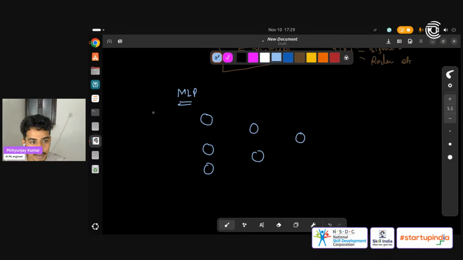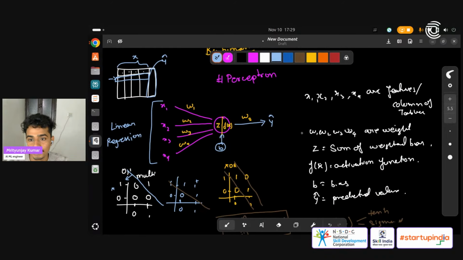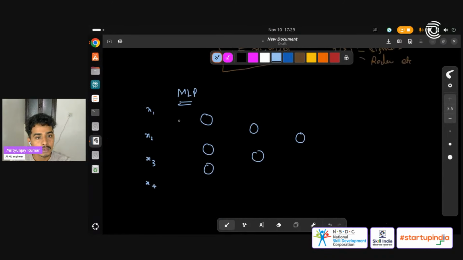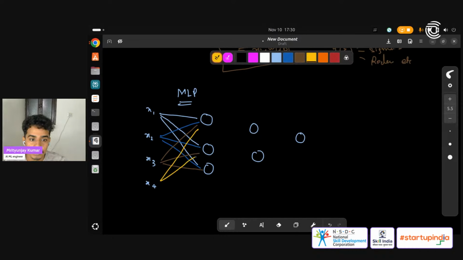Again, I am assuming x1, x2, x3 are the features, right? I'm not going to write these again and again; if you want to know what these are, you can go here and check. x1 is going to pass through all the perceptrons, these three perceptrons. x2 also passes through all these perceptrons, and x3 also goes through all of them. And x4 is also going to pass through all the perceptrons.